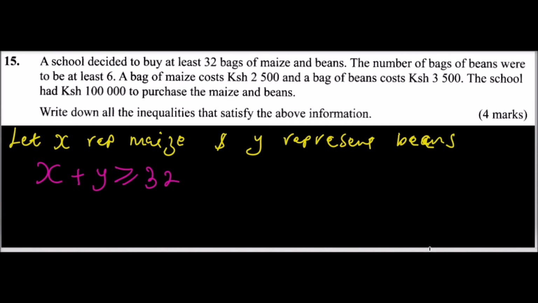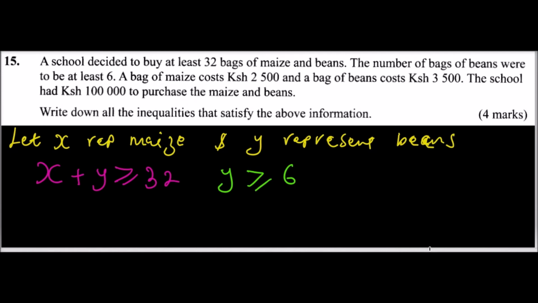We are also told the number of bags of beans were to be at least 6. So since the number of bags of beans is represented by Y, then Y must be greater than or equal to 6. That is, the minimum should be 6.